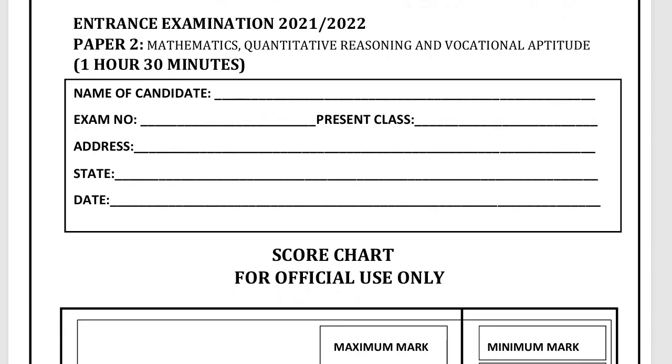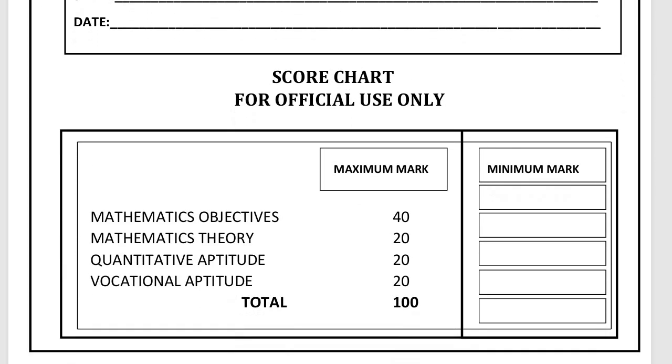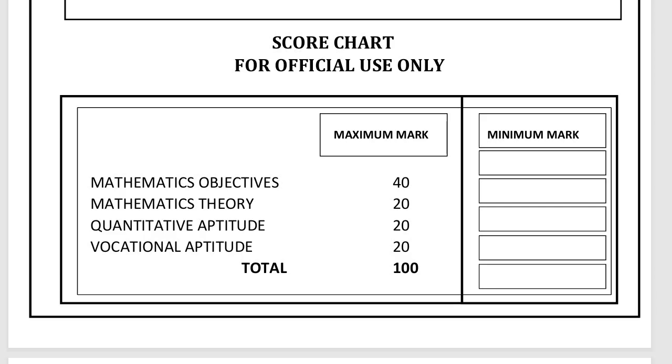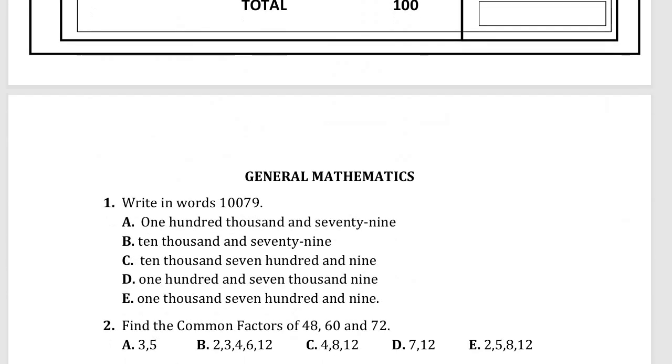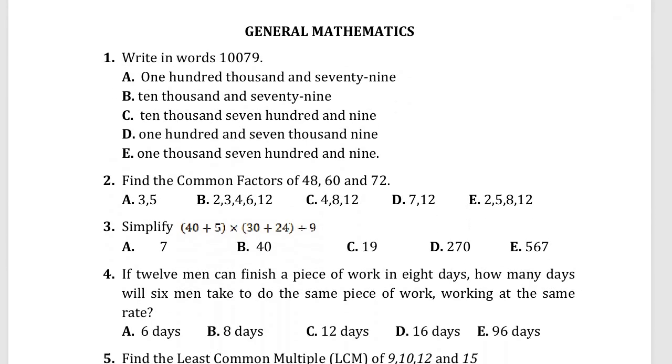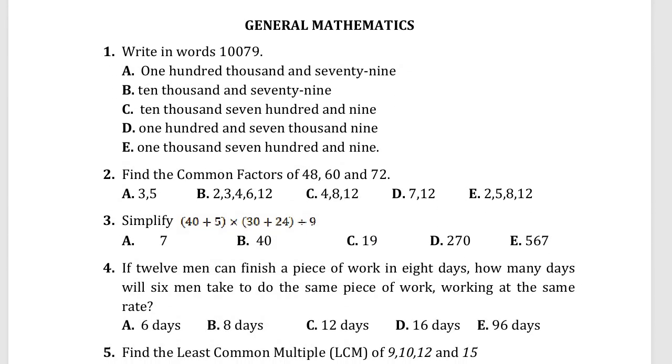This will definitely help you. Okay, so we are going to go straight. You can see the breakdown: mathematics objectives, the marks for objectives, theory, quantitative aptitude, and vocational aptitude. Let's go straight to general mathematics. Like I said, this will definitely be helpful for you. Let's take a look at the very first question.